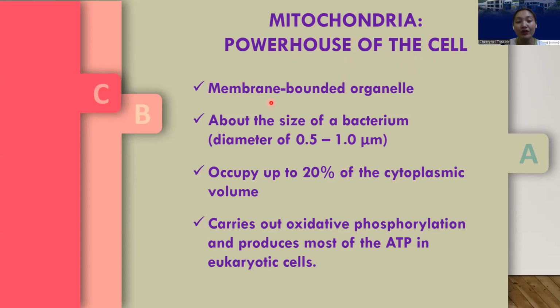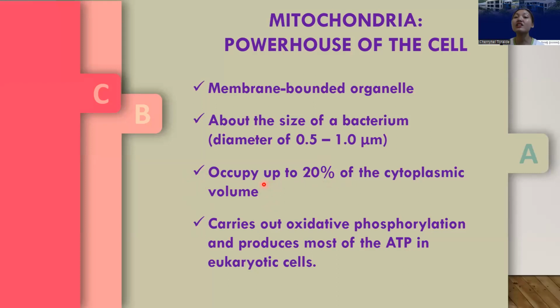So the mitochondria is a membrane-bounded organelle. When you say membrane-bounded, it has a double membrane. We have the inner membrane and the outer membrane. Its size is about the size of a bacterium, which has a diameter of 0.5 to 1.0 micrometer. And it occupies up to 20% of the cytoplasmic volume.